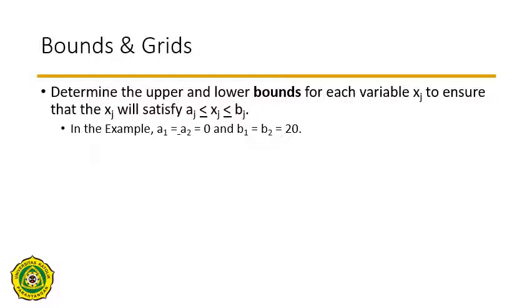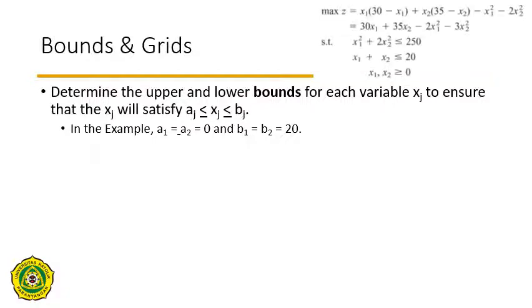To linearize a function, we need to determine the upper bound and lower bound for each variable xj to make sure that our variable will always fall into this range. So in our example, we may set the lower bound equals 0 because we see that x1 and x2 must be greater than or equals to 0. So the lower bound is 0. So a1 is the lower bound for x1 and a2 is the lower bound for x2.